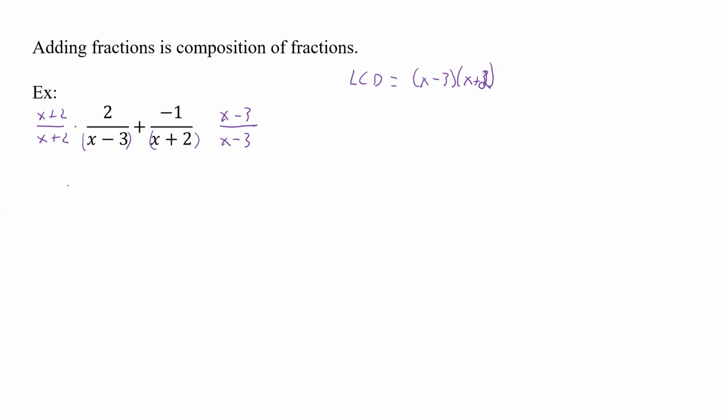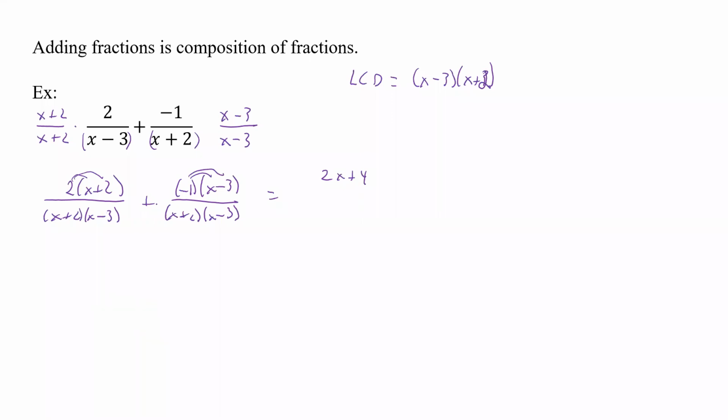So the first fraction is going to be 2 times x plus 2 over x plus 2 x minus 3, plus, then I'll have a negative 1 times x minus 3 over x plus 2 x minus 3. Now I'm going to distribute so I don't forget that, and so I'll have a 2x plus 4. And since they have the same denominator, I can just continue across in a whole numerator, all over x plus 2, x minus 3. So then I have a minus x, and then plus 3.